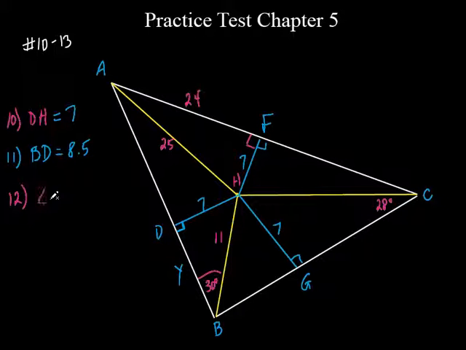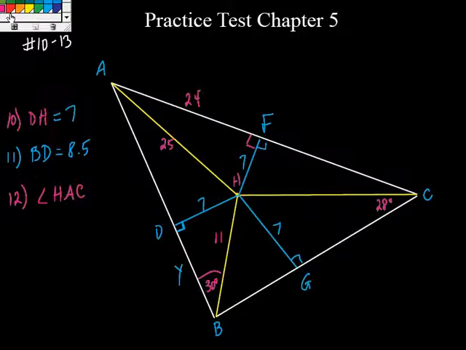Angle HAC. Well, let's find where HAC is. Let's change colors a little bit so it stands out. Let's go green. HAC. Where's H? It's right here, and then A, and then C. So HAC. I'm looking for that angle right there. Everybody see that angle? So how in the world are we going to find that one?